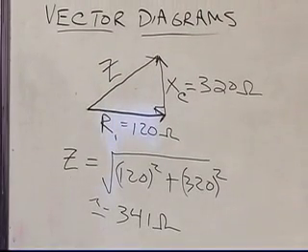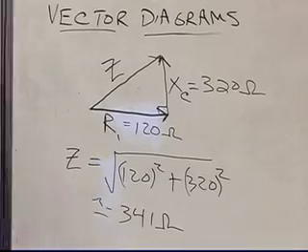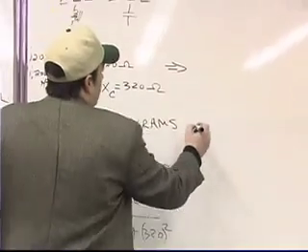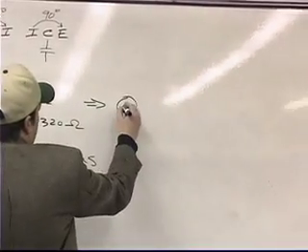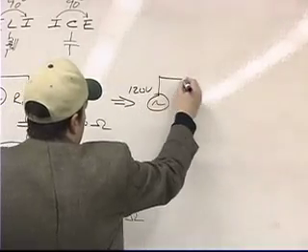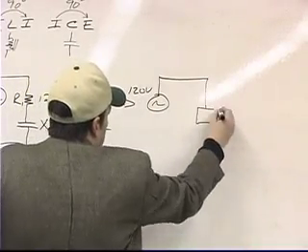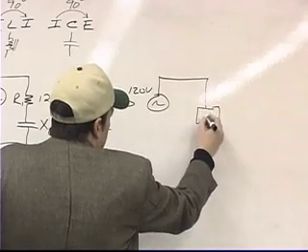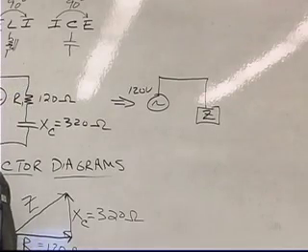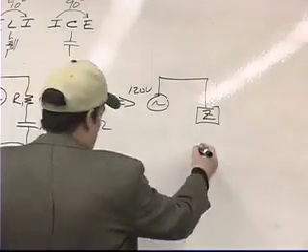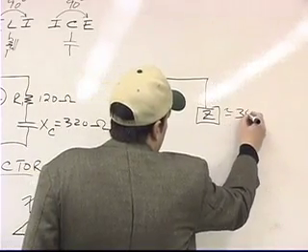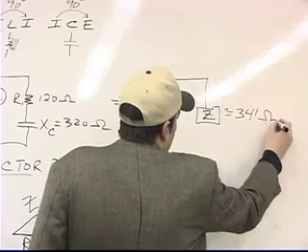341? Okay, so what that tells us is that we could redraw this circuit as the same source, which has 120 volts, connected to a box. And the box would be the impedance, or the total opposition to current flow in the circuit. Okay? And what we found was that that impedance was approximately 341 ohms.